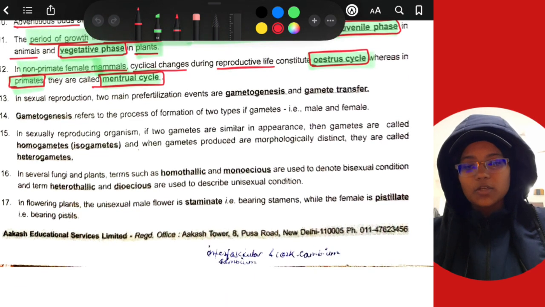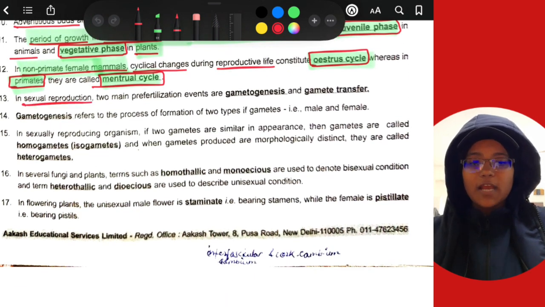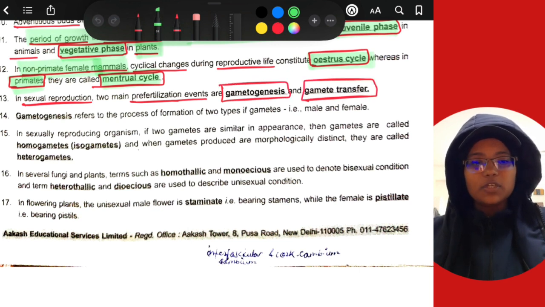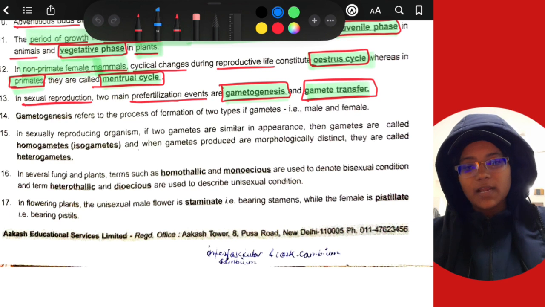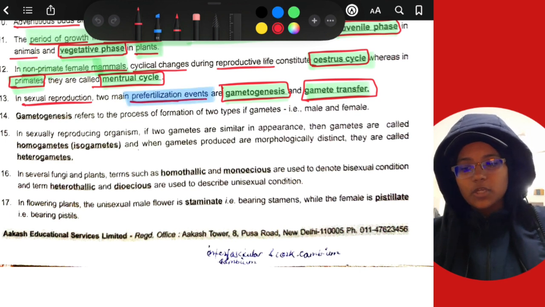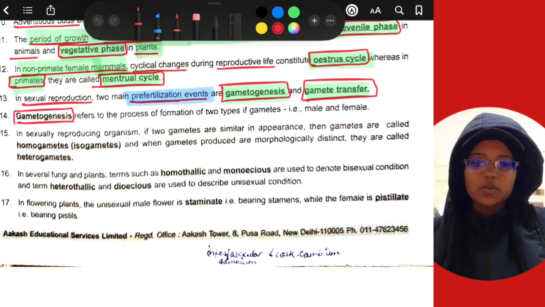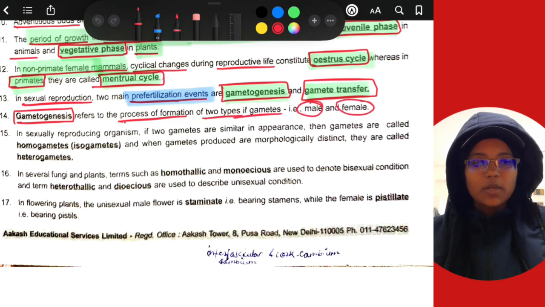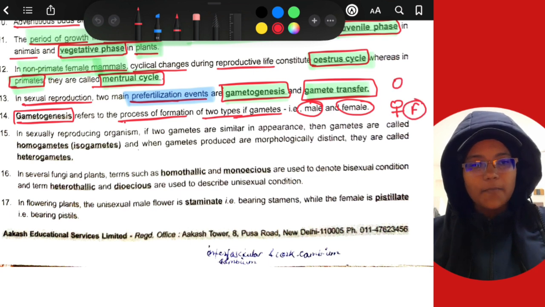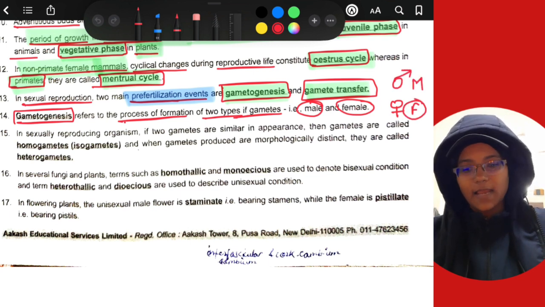In sexual reproduction, two main pre-fertilization events are gametogenesis and gamete transfer. Gametogenesis refers to the process of formation of two types of gametes, that is a male gamete and a female gamete. This one is a female gamete and this one is a male gamete. We represent it like this.